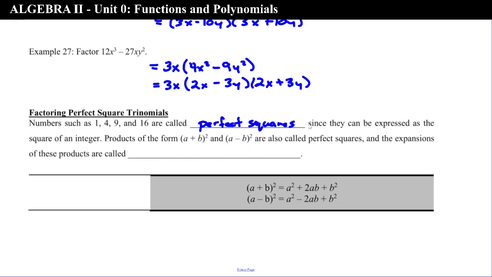Now, products of the form a plus b quantity squared and a minus b quantity squared are also called perfect squares, and the expansion of these products, those are called perfect square trinomials. Okay, and here we have what they look like. These are perfect square trinomials.